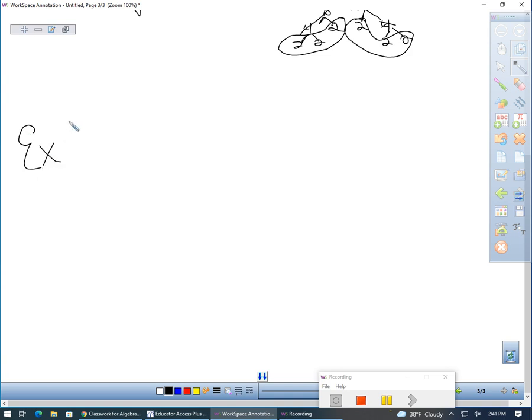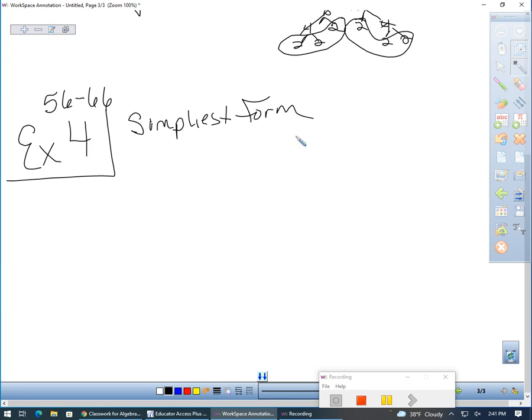Example number 4 then. Last section, let's talk about the 56 through 66. All it's asking you to do is to simplify or to write the expression in simplest form. So again, some of those exponent rules might come in handy. So for example, if I had, let's say, x to the negative 3/5 raised to the 5th.